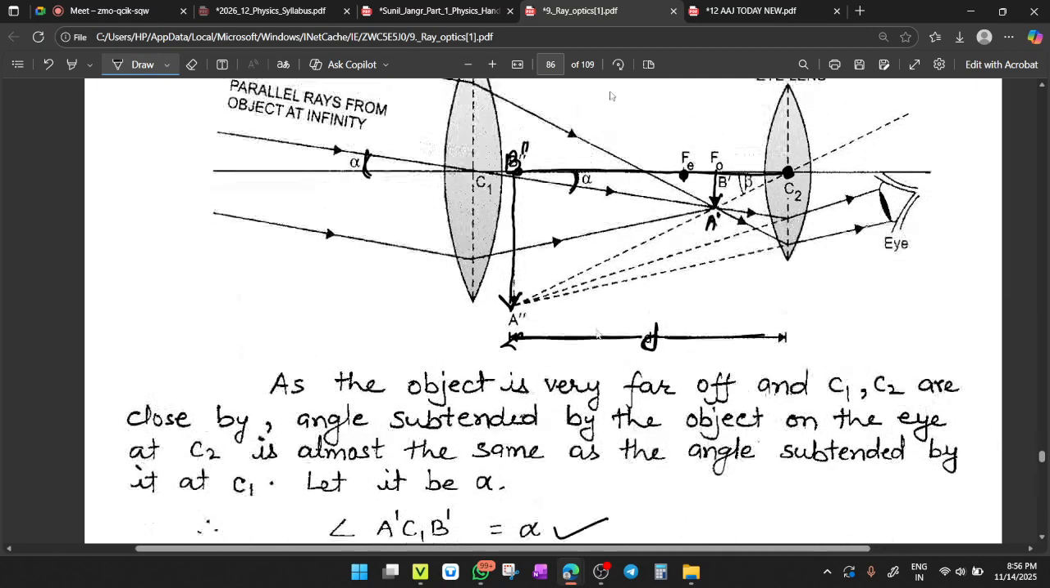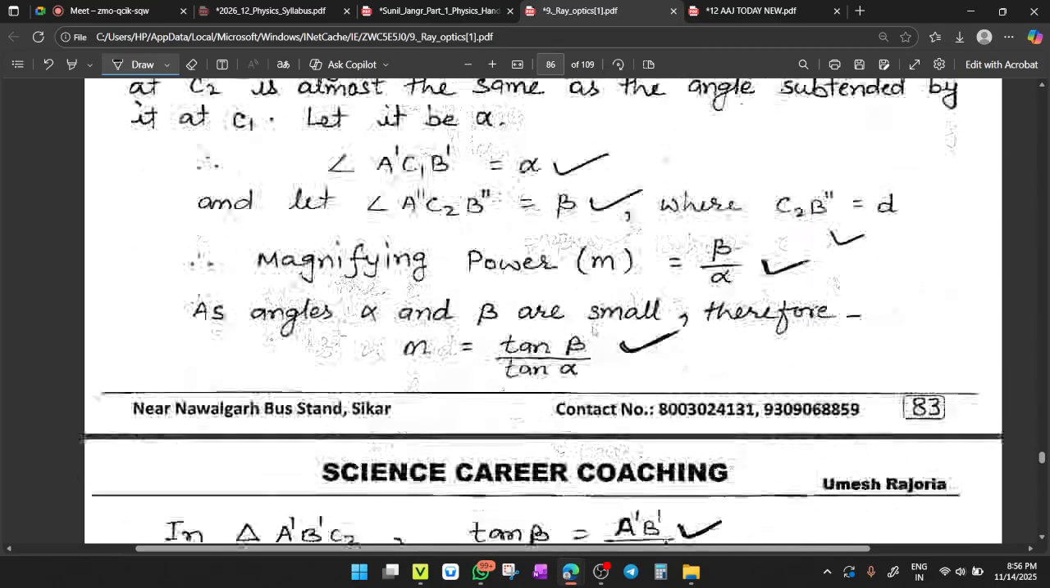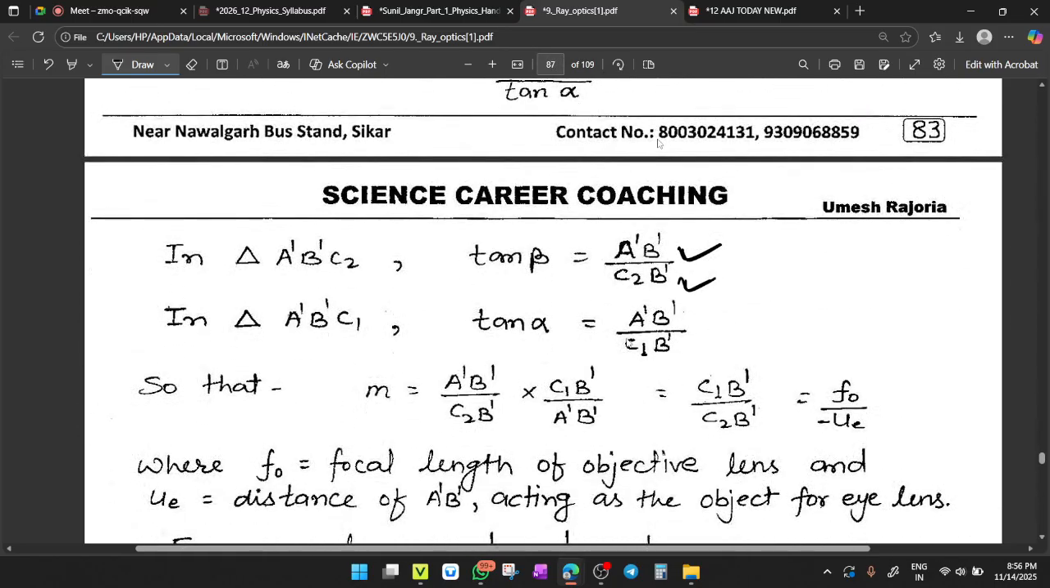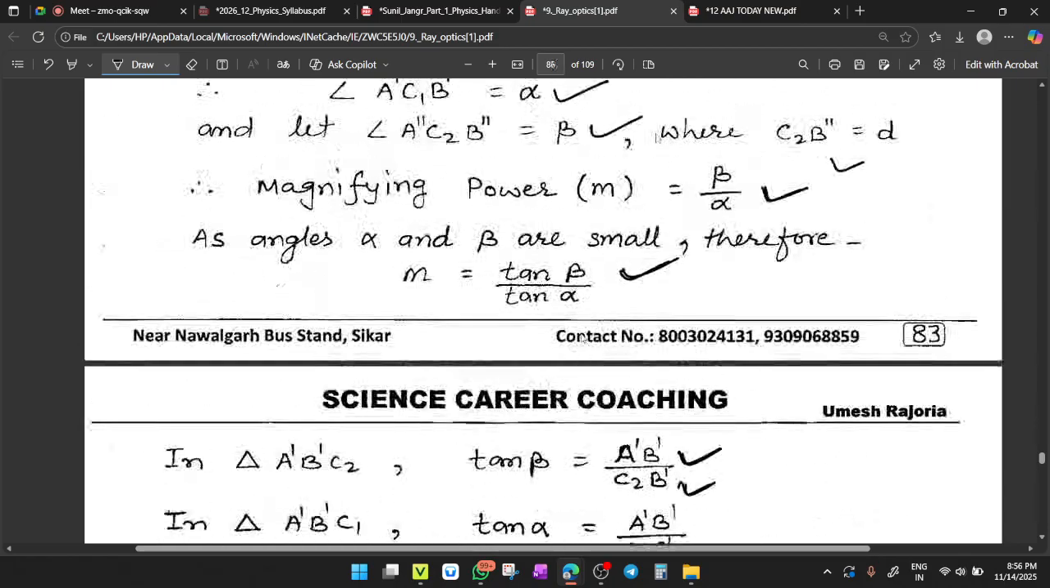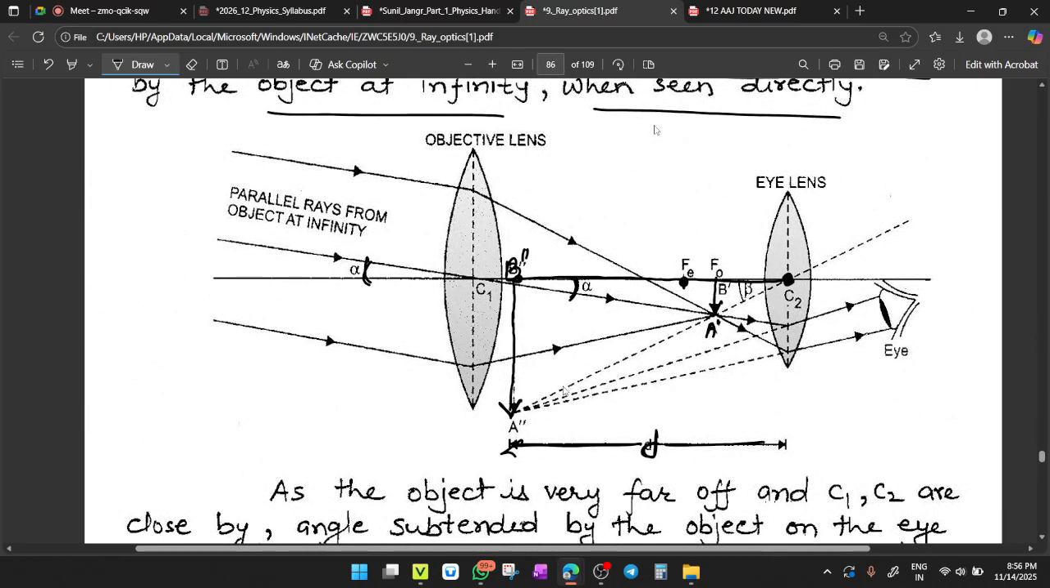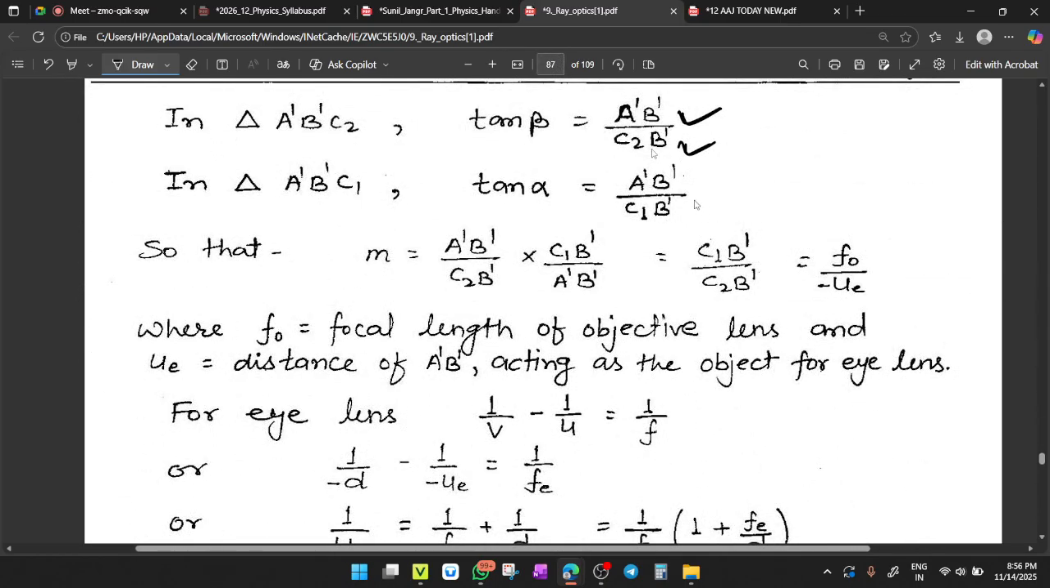Okay. Now this is for tan alpha. Now for tan beta, it is perpendicular upon base. C2 B dash is for tan beta. So this angle is beta. So C2 B dash is the base and the perpendicular becomes A double dash B double dash. Clear or not? And for alpha, the perpendicular becomes A dash B dash and the distance equals C1 B dash. So tan alpha equals A dash B dash upon C1 B dash. Clear? So placing here the value A dash B dash upon C1 B dash.